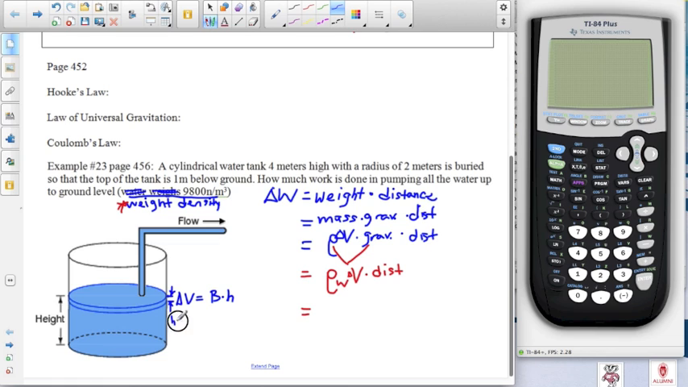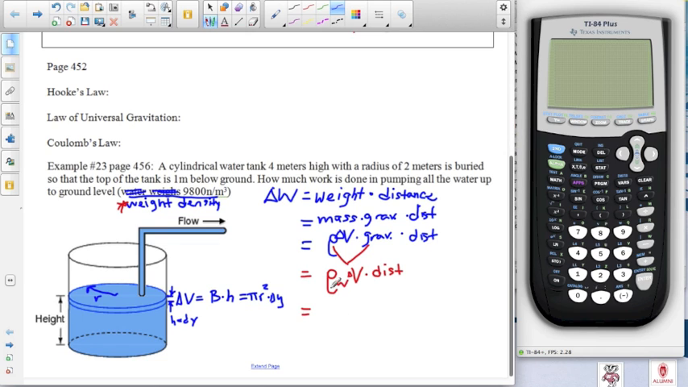So this height is actually our dy. And of course the area of the base here, we're talking something that's circular. So we're talking about pi r squared delta y, or dy. And of course the radius is just from the center out to the edge, and that is a constant as well.